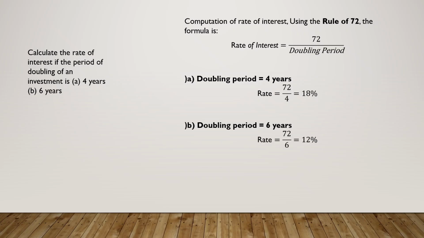Then if doubling period is 6 years, the rate of interest will become 72 divided by 6, which is 12%. So this is how you can use rule of 72 and 69.